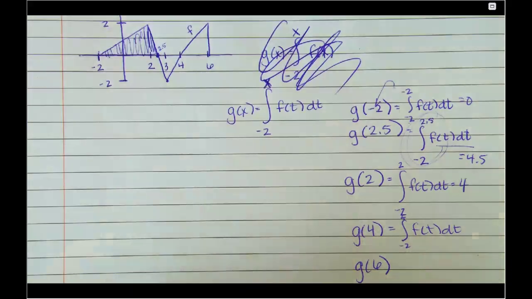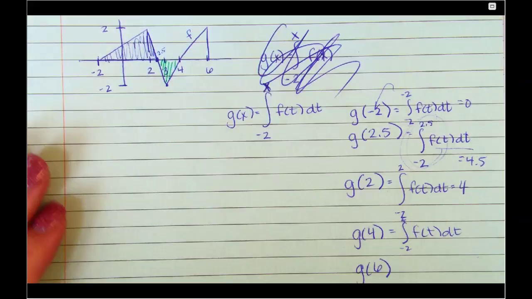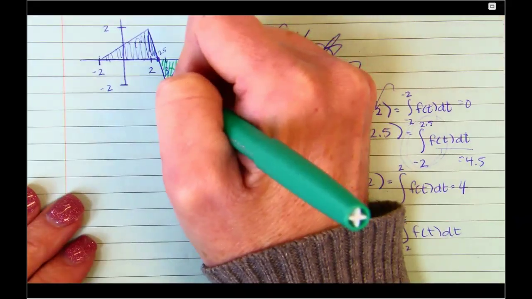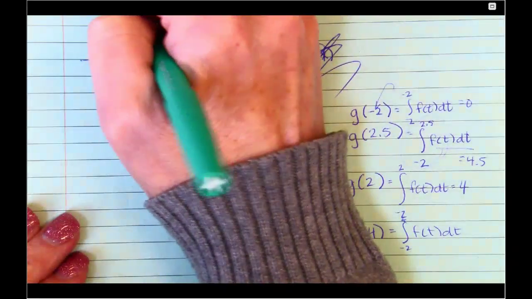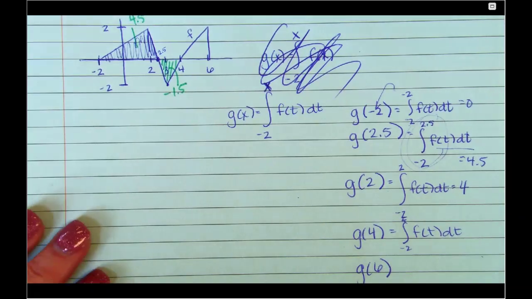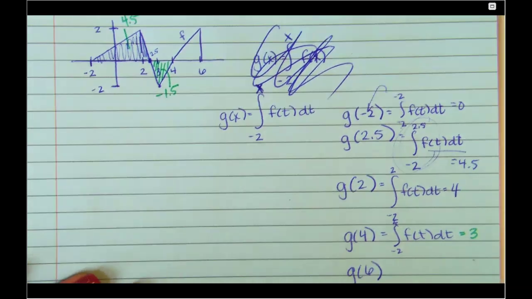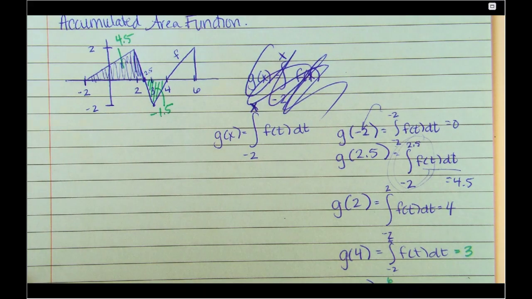You need the area of the second triangle. Okay? What's the area of just the second triangle? It's -1.5. So if this area is -1.5, this area is 4.5. What's the answer? 3. Okay, if you're going to find G of 6, that's the integral from -2 to 6 of f of t. You just got to do the other one.